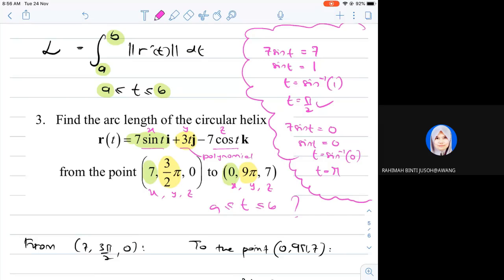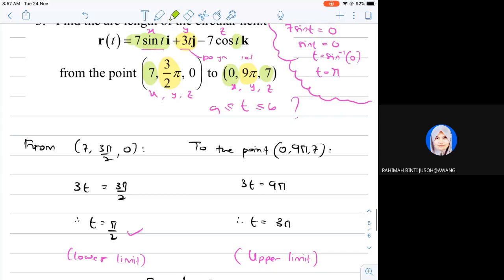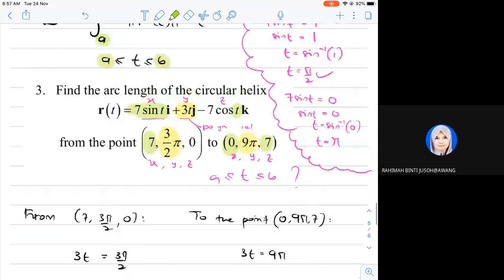However, this value does not satisfy all components x, y, and z. If you put t equals pi here, 7 cos pi should give negative 7, but here it is positive 7, so it does not fulfill the condition. And for 9 pi, it will not be fulfilled either.